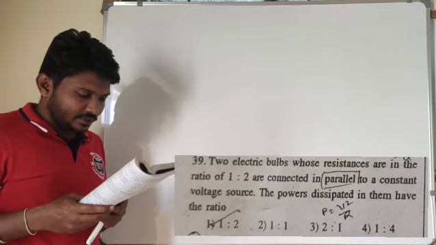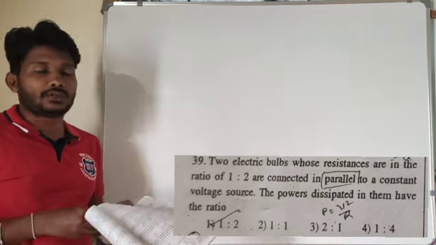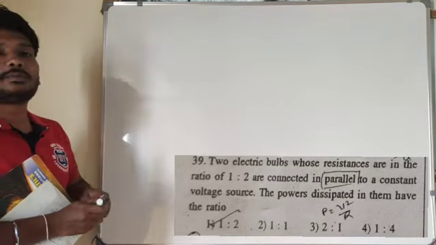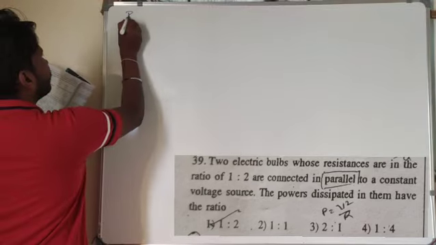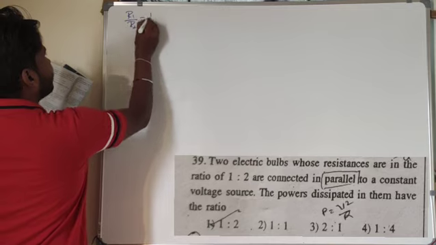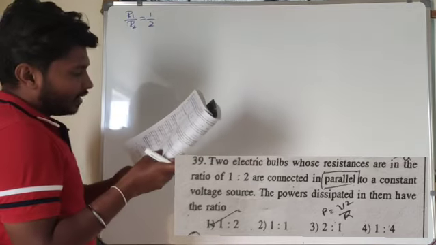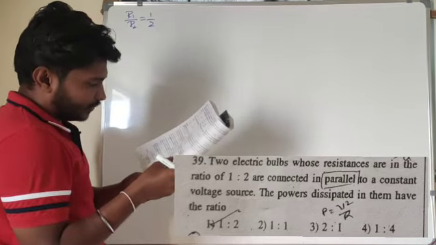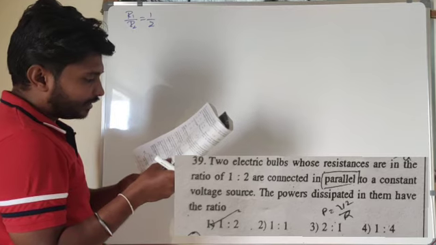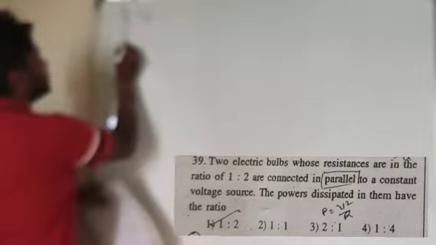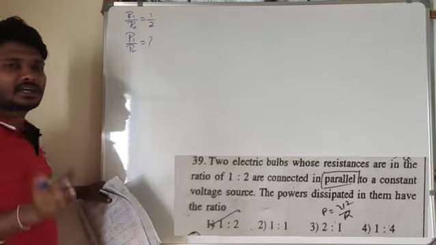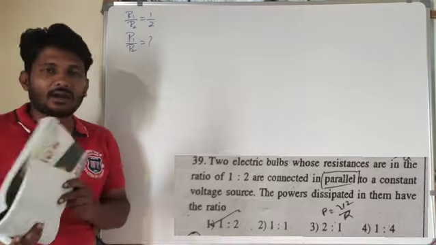Two electric bulbs whose resistances are in the ratio 1:2. So two bulbs are there, and they mention that the resistances are in the ratio R1 by R2 is 1:2. Connected in parallel to a constant voltage, the power dissipated in them has what ratio? So I want to find out the power dissipation when these two bulbs are connected in a parallel combination.